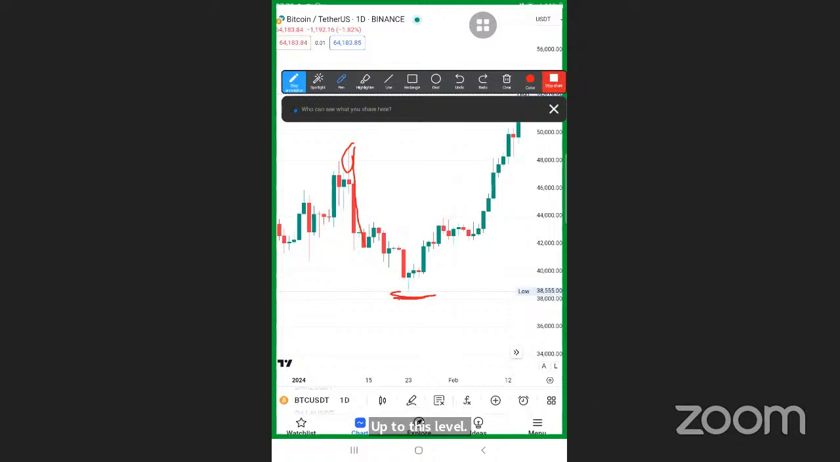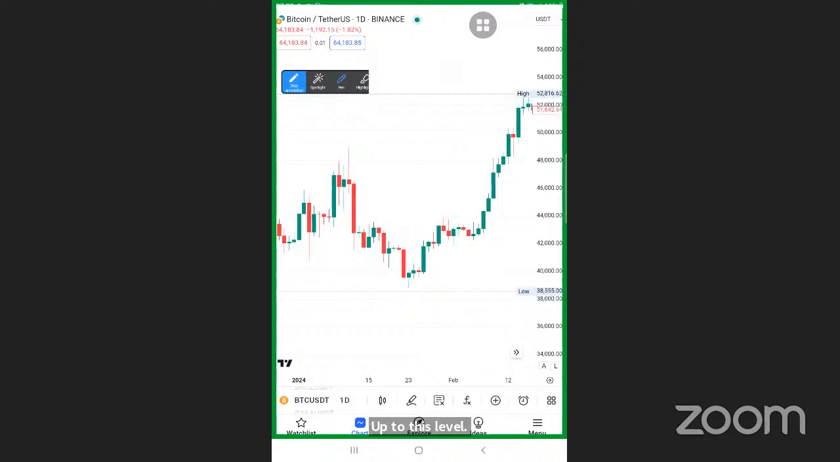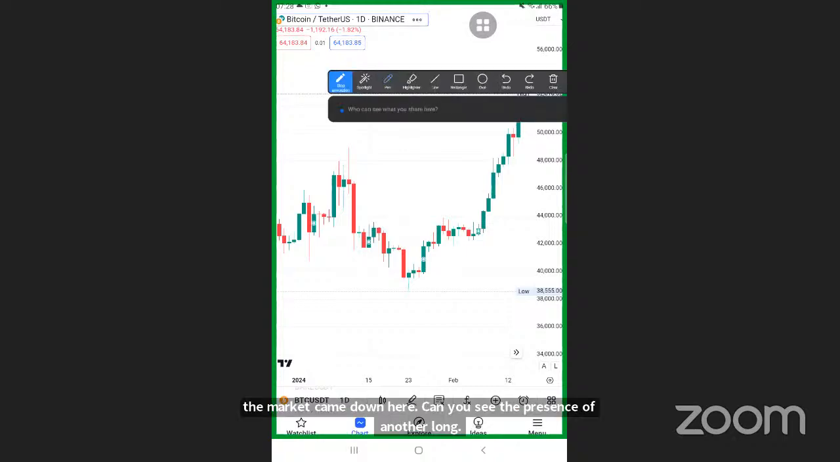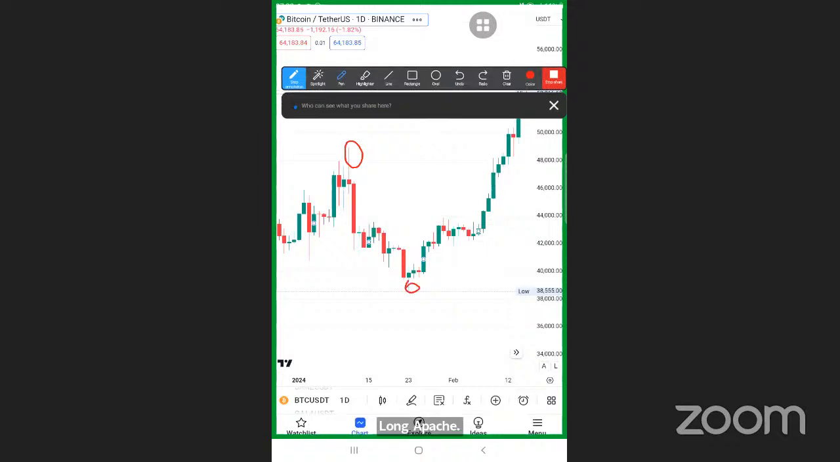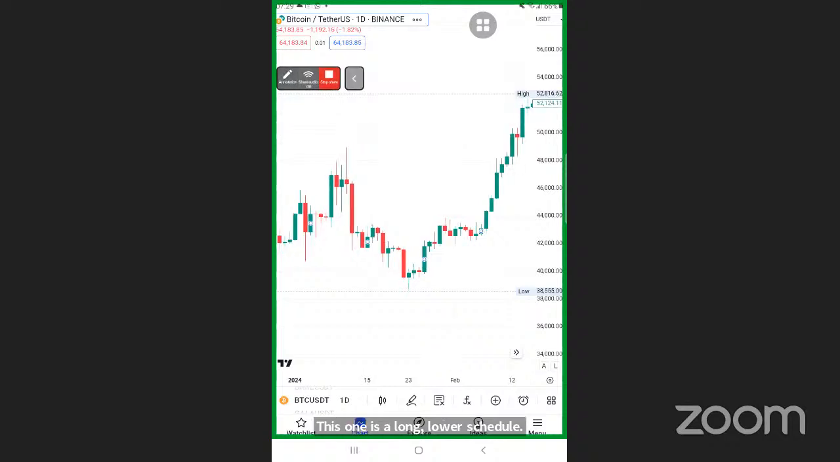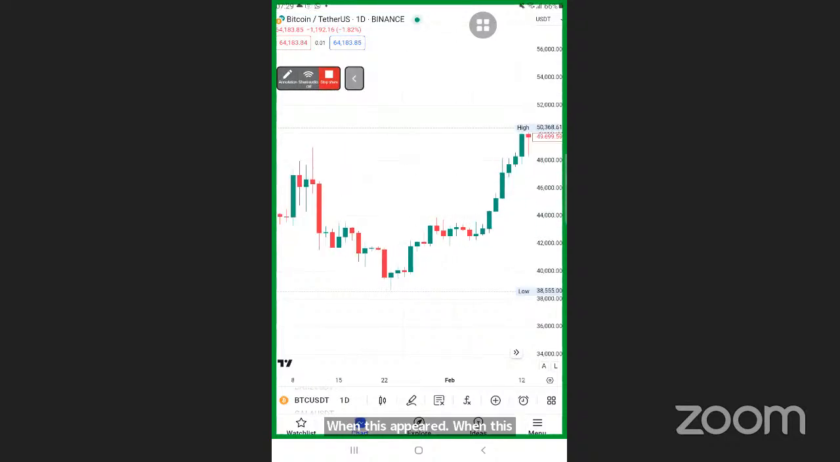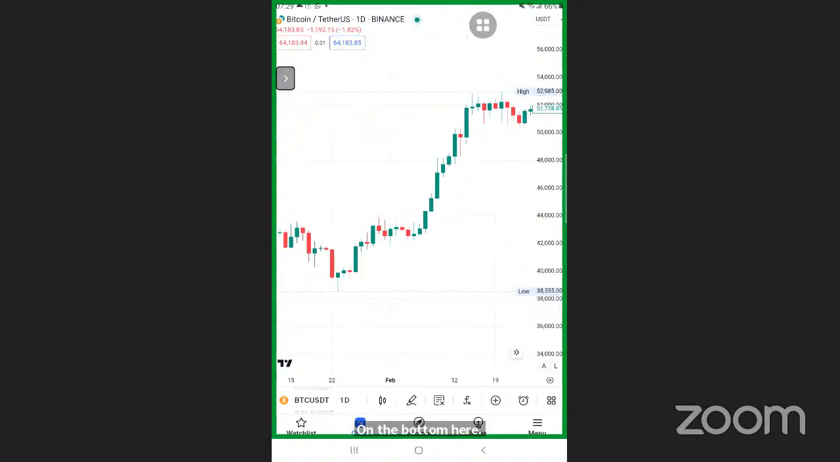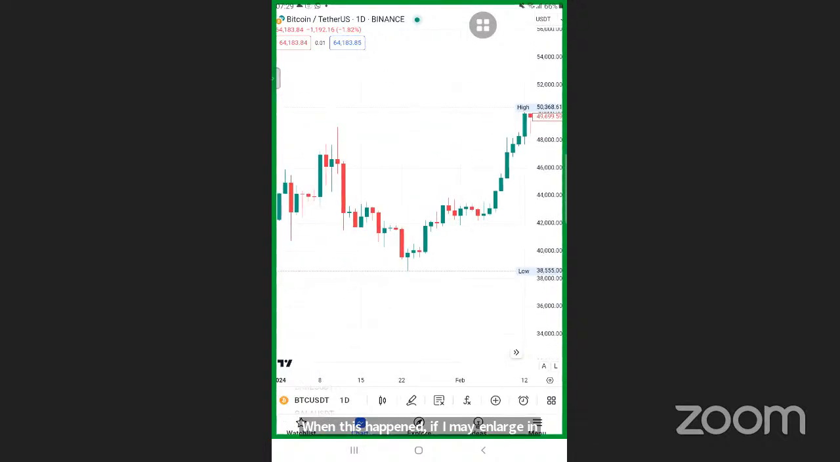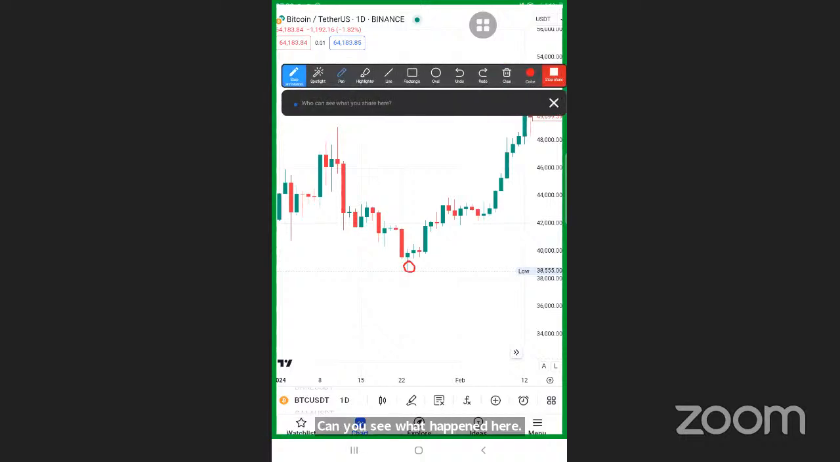Yes, up to this level. When the market came down here, can you see the presence of another long lower shadow? This is a long upper shadow, and this one is a long lower shadow. When this happened here on the bottom, if I may enlarge my screen this way, can you see what happened here after the appearance of this long lower shadow?